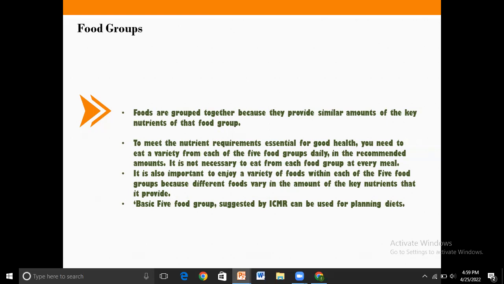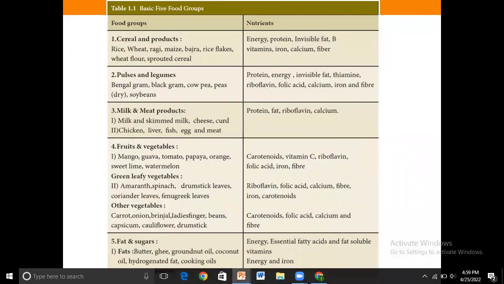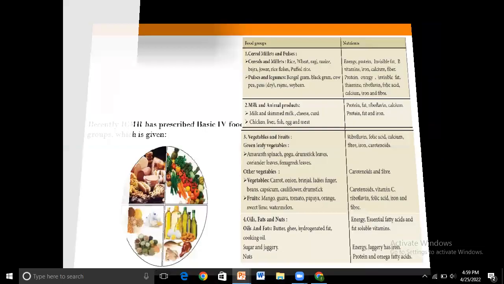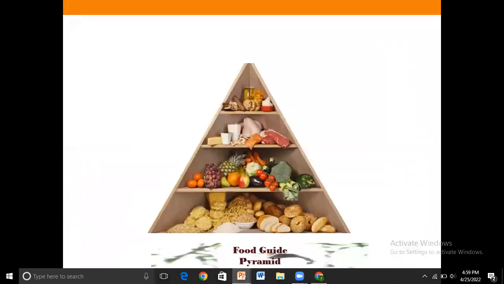First is cereals and cereal products. If you take it as a pyramid, you have a food guide pyramid, right? This was used from long back. When you see this pyramid, the base of the pyramid is composed of all the cereals and cereal products, because these are the foods that we eat the most.